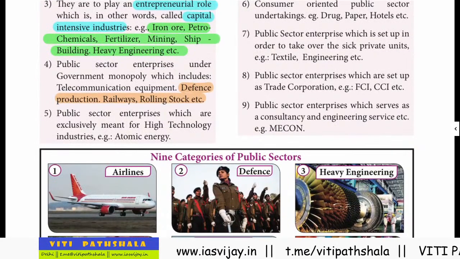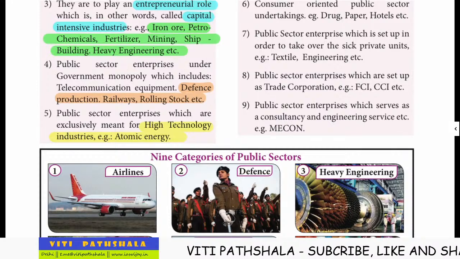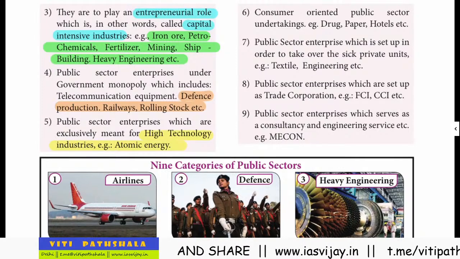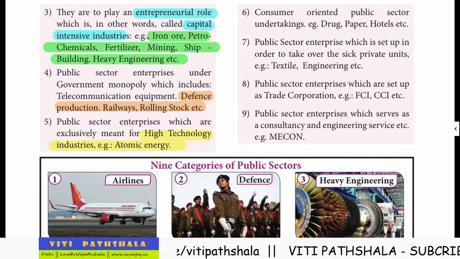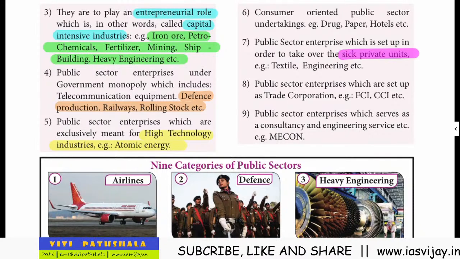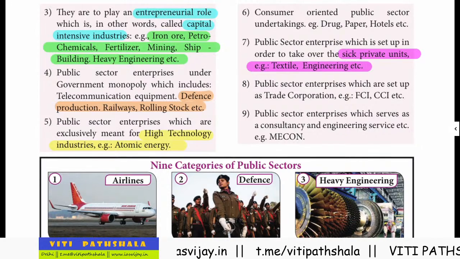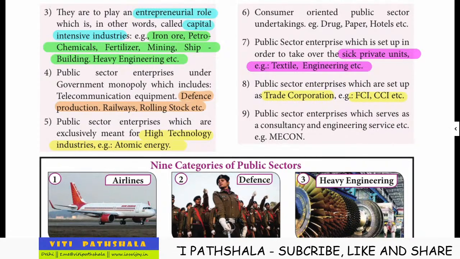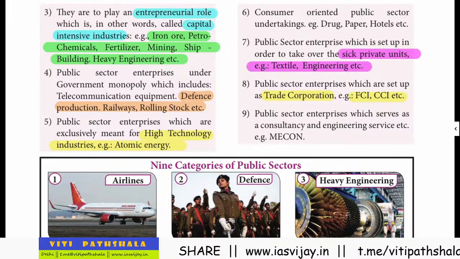मतलब कि इनमें तो बिल्कुल ही हम अलाउ नहीं कर सकते हैं हाई टेक्नोलॉजी इंडस्ट्री, जैसे कि आपकी एटॉमिक एनर्जी है, वी कैन नॉट परमिट द प्राइवेट सेक्टर हेयर। नाउ कंज्यूमर ओरिएंटेड पब्लिक सेक्टर अंडरटेकिंग, जैसे कि ड्रग, पेपर, होटल्स। देन पब्लिक सेक्टर एंटरप्राइज which is set up in order to take over the sick private unit, जैसे कि टेक्सटाइल, इंजीनियरिंग, एटसेट्रा। देन पब्लिक सेक्टर एंटरप्राइज विच आर सेट टू ट्रेड कॉरपोरेशंस के लिए, एफसीआई, सीसीआई। Then public sector enterprise which serves as a consultancy and the engineering services, जैसे कि Macon.